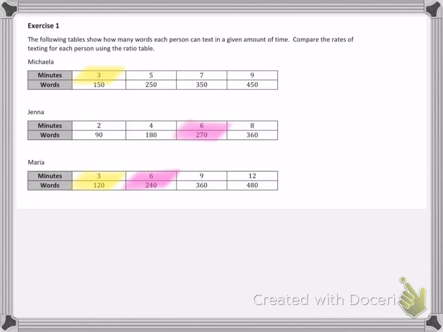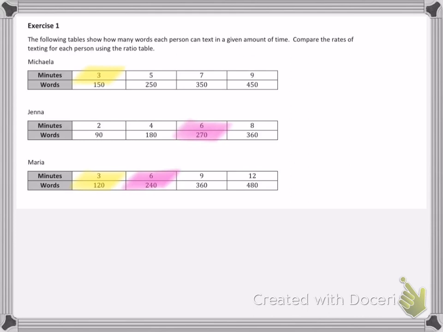If I look at Michaela, I can see that she's got a 5-minute number here, but Jenna doesn't. She's got a 7-minute number here, but Jenna doesn't. And she's got a 9-minute number here, but Jenna doesn't. We have no way to compare Michaela to Jenna. So that's an issue. We need to use equivalent ratios. We can either use equivalent ratios or value. Let me first show you the equivalent ratios.